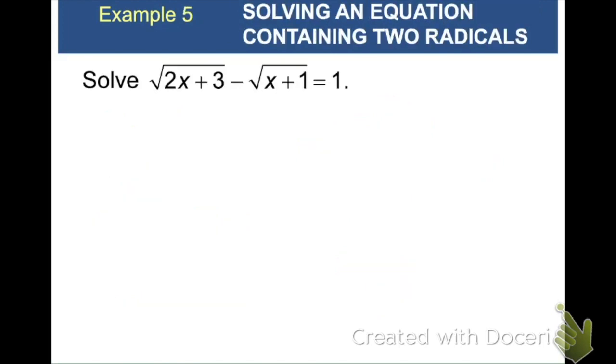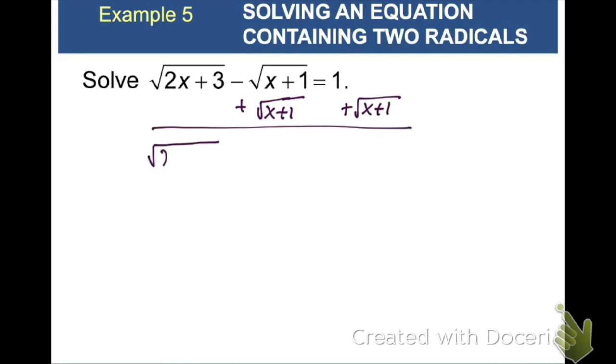In this next example, we have two radicals, but if I move one to the other side, I still have something going on with it, so I can't isolate both radicals. So what I'm going to do is move my square root of x plus 1 over to the right side. I'm just going to focus on isolating one of my radicals, in this case the 2x plus 3 in the radical. So now I can raise both sides to the second power so that I cancel my radical out around the 2x plus 3.